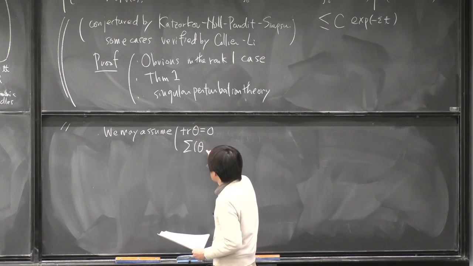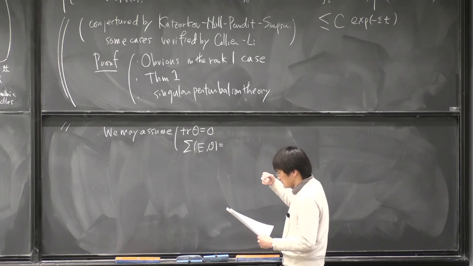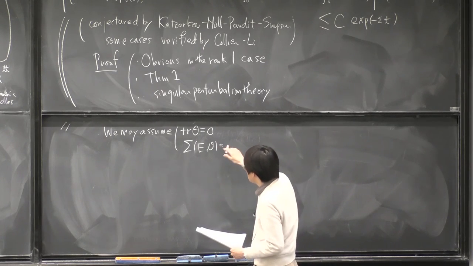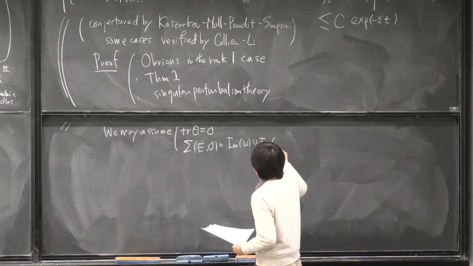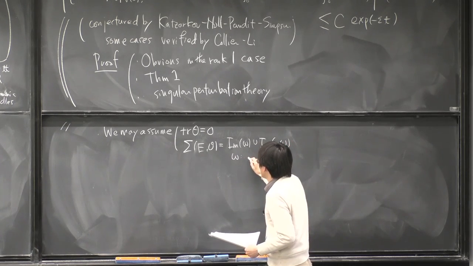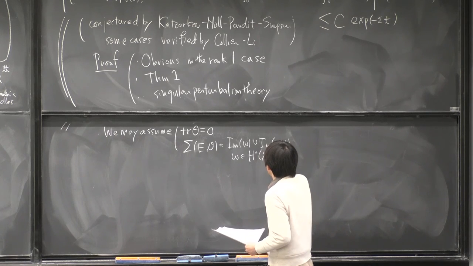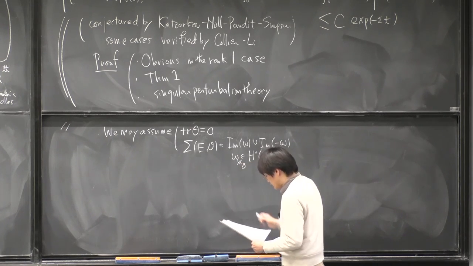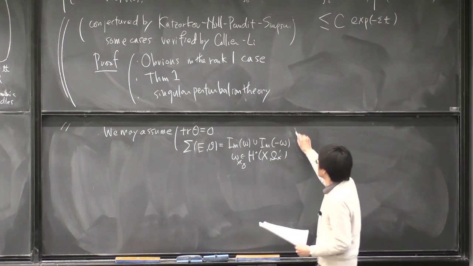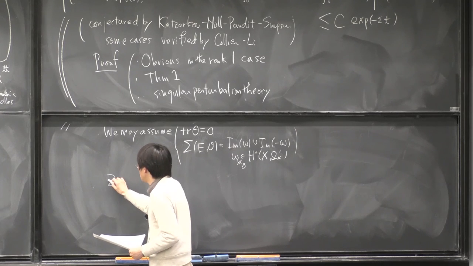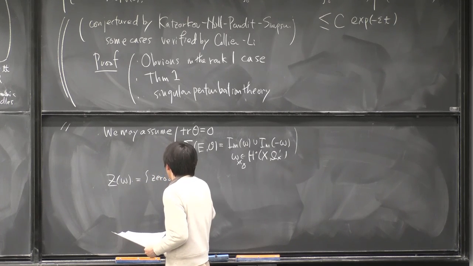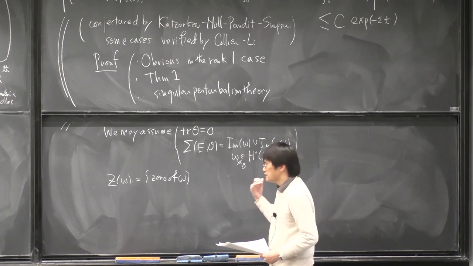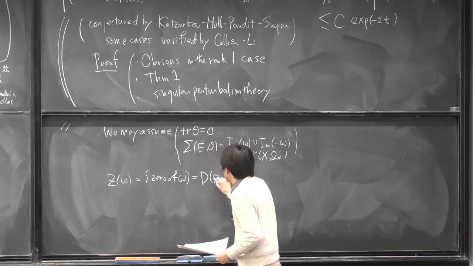we may assume the spectral curve is decomposed into the union of the images of harmonic one forms. So in this case, it is described as the image of omega and the image of minus omega. Here omega is a harmonic one form and it is non-zero. And Z omega denotes the zero of the harmonic one form. And in this case, it is exactly the same as the discriminant of the Higgs bundle.